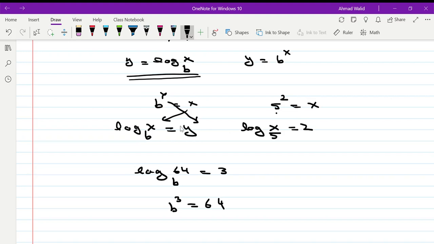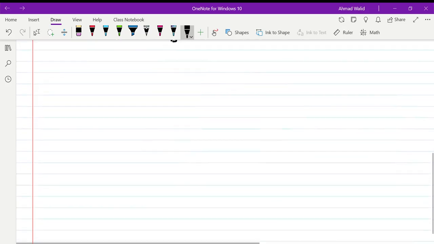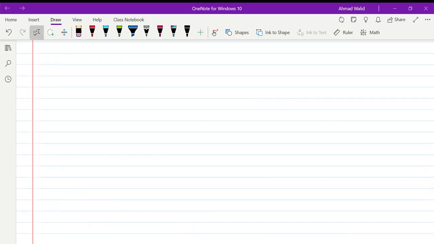Now, let's start slowly with some rules of the logarithms, and after that we can start solving logarithmic equations or problems, correct?